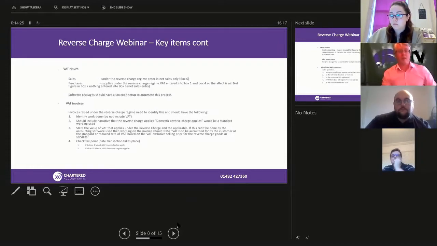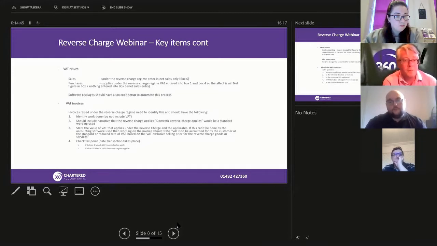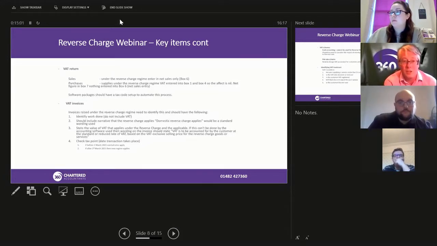But only put the cost in box 7, which is the net purchases. Don't put the corresponding sale in box 6, otherwise it'll be added onto your sales, and HMRC will be wondering why the turnover in your accounts doesn't match your VAT returns. Again, the software packages have got solutions, which should mean there's a tax code which should allow the automation of the process. Again, if anyone's having any issues, or struggling to find how it works, or hasn't got a solution, then contact us direct.